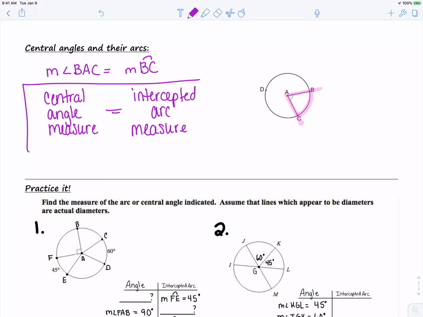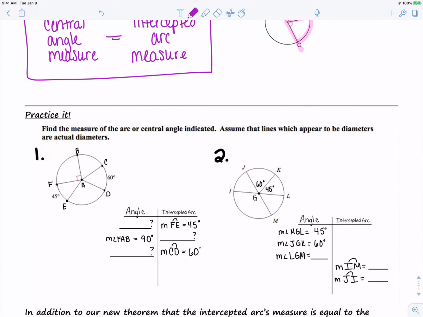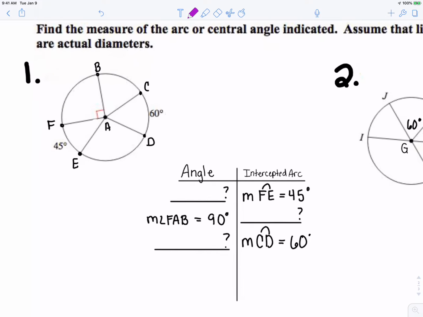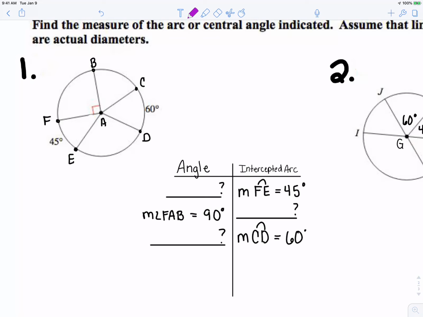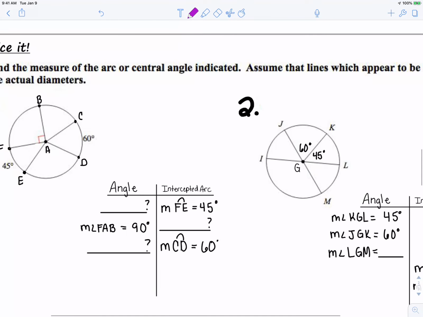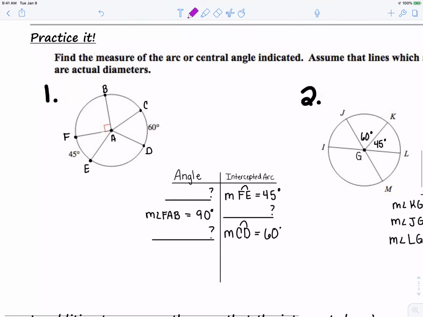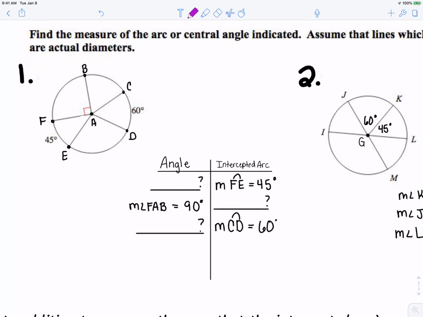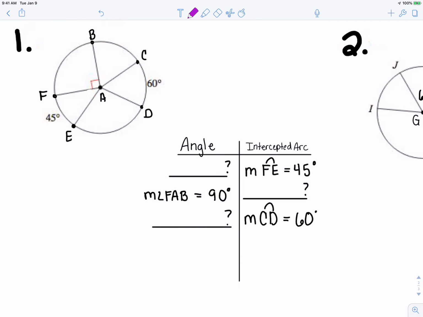Okay, that's what we're going to work with now. Now we're going to go ahead and apply it. All right, so number 1. We want to find the measure of the arc or central angle indicated. Assume that the lines that appear to be diameters are actual diameters. Well, if you look at number 1, there doesn't appear to be any diameters, so let's look what we can find.